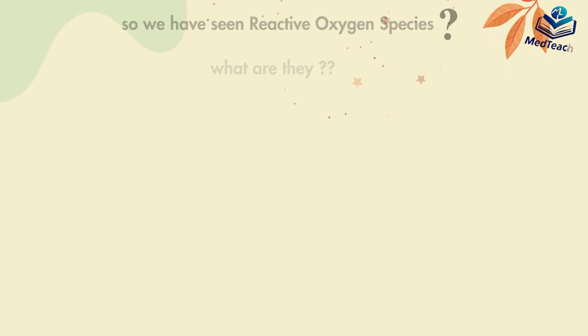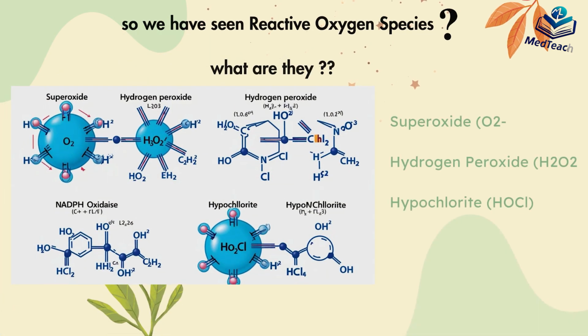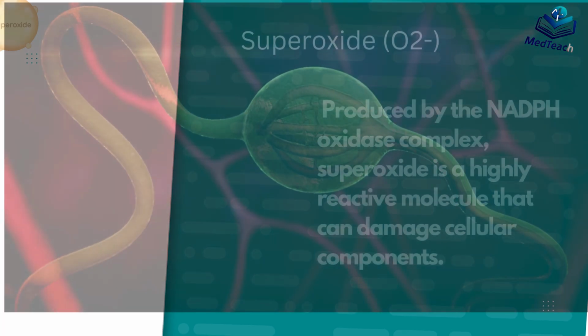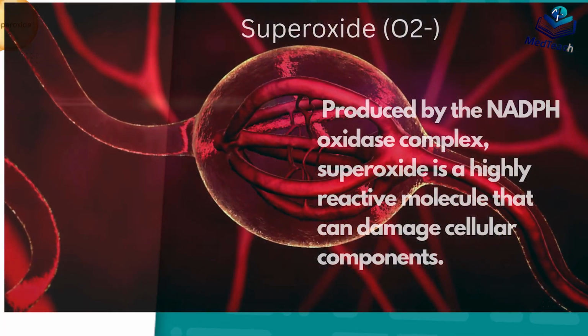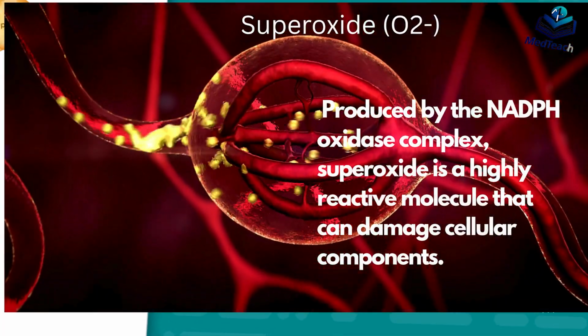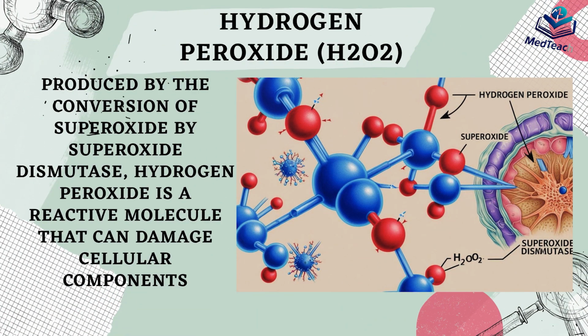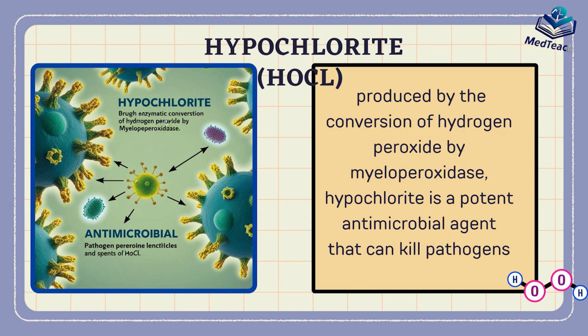So we have seen three reactive oxygen species produced during this process. What are they? Superoxide ions, hydrogen peroxide, and hypochlorite ions. Superoxide ion is a highly reactive molecule that can damage cellular components. And hydrogen peroxide is also similar, which can damage cellular components. Hypochlorite ion is a potent antimicrobial agent that can kill the pathogens.